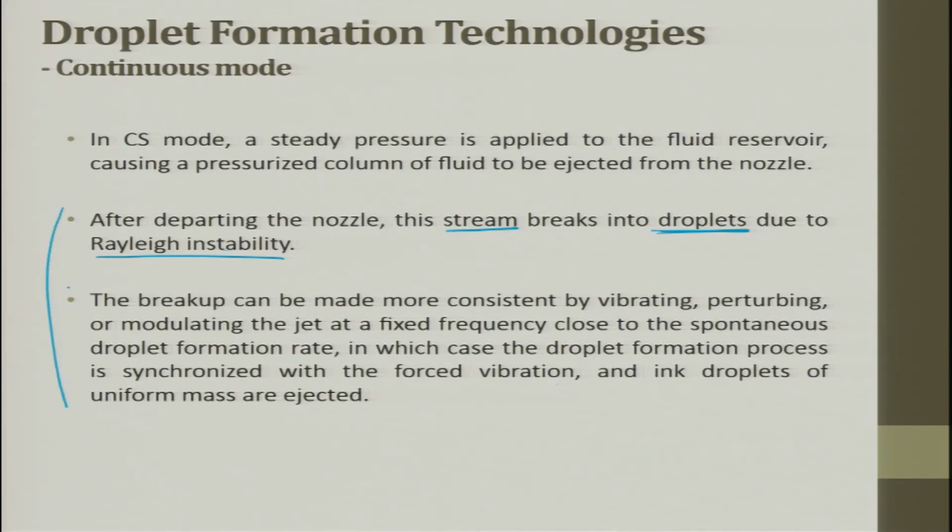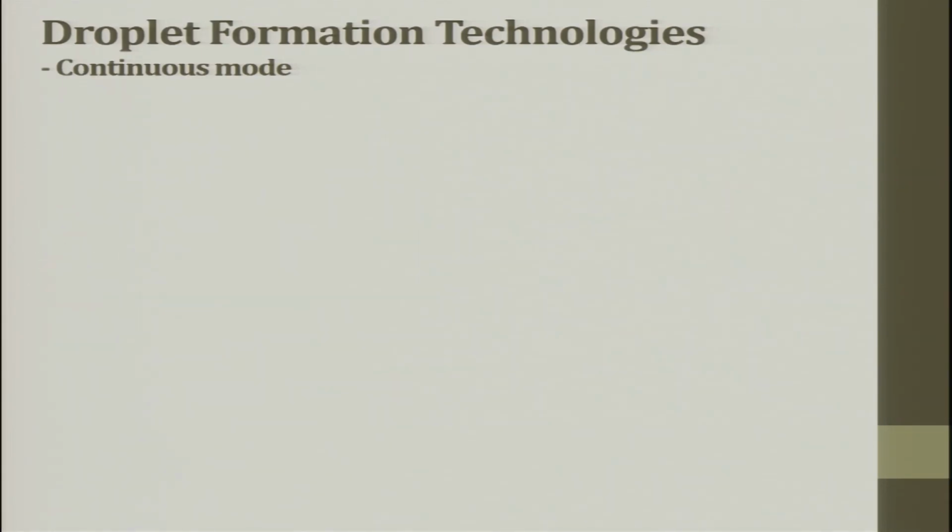Very important point, and a lot of research is going on in this area. So, a stream breaks into droplets due to Rayleigh instability. Then you can also vibrate, perturbate and modulate the jet at a fixed frequency close to the spontaneous droplet formation. So, let me draw a small schematic diagram of continuous mode.